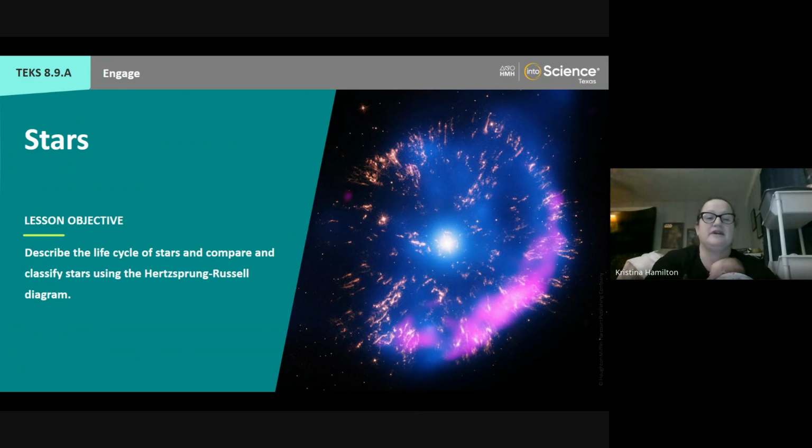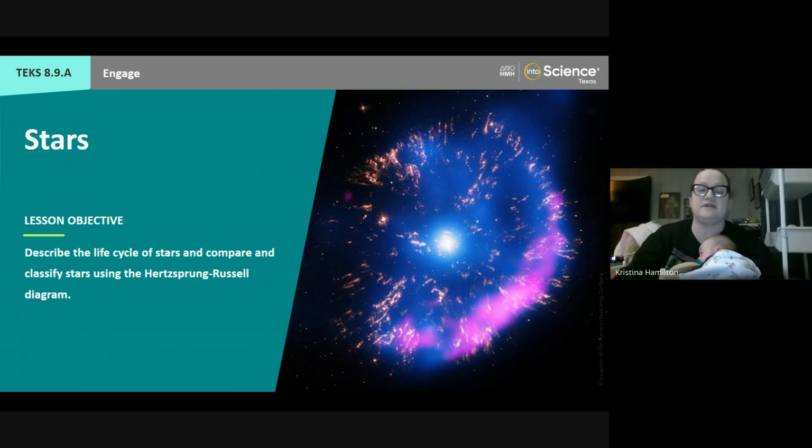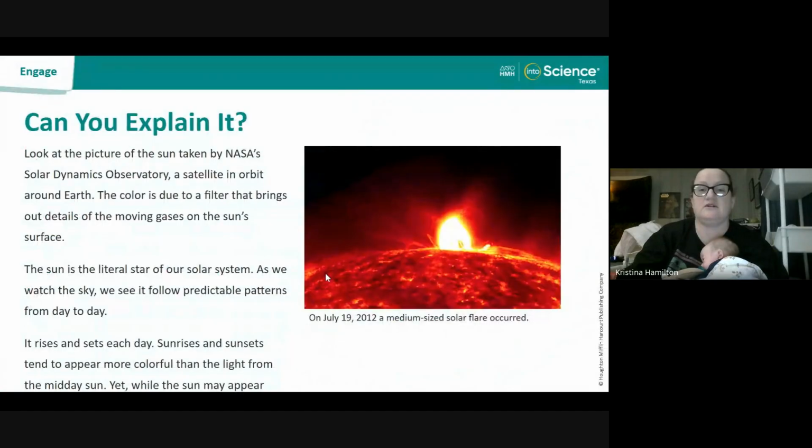All right, so we have stars. We're going to describe the life cycle of a star and compare and classify stars using the Hertzsprung-Russell diagram. We have to be careful with the Hertzsprung-Russell diagram because you have to read your X and Y axis, because the axes don't go in the typical order that you would expect in math.